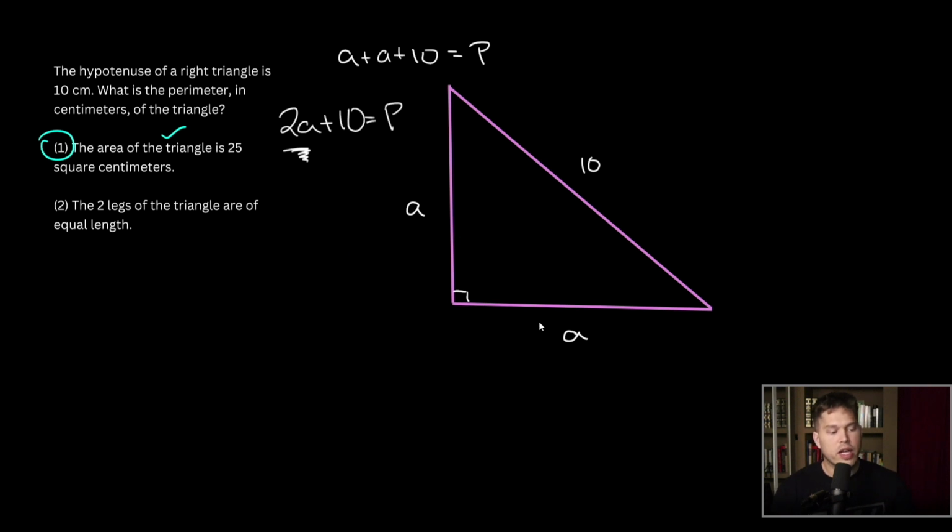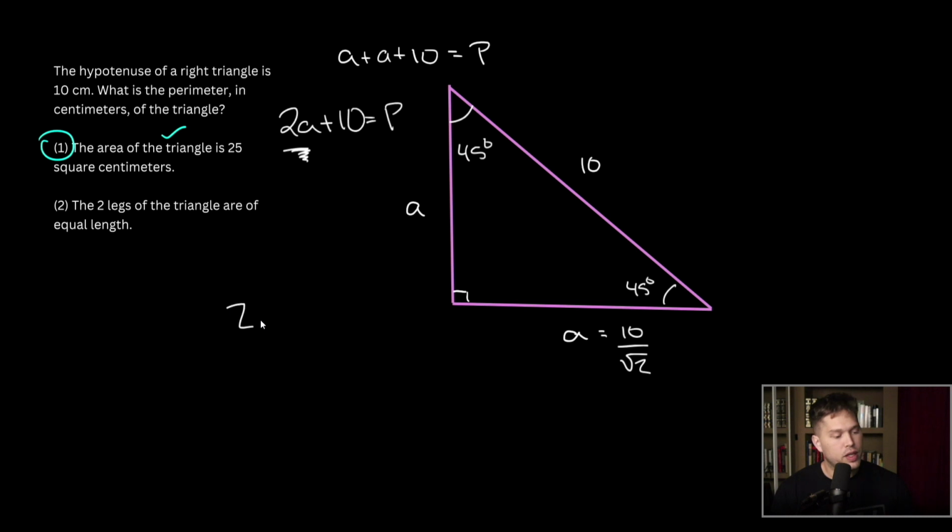Well, here, if both legs of the triangle are of equal length, then that implies that we have a 45-45-90 right triangle, such that our side length A must be equal to 10 divided by the square root of 2. And if A equals 10 over the square root of 2, then we are able to determine 2A.